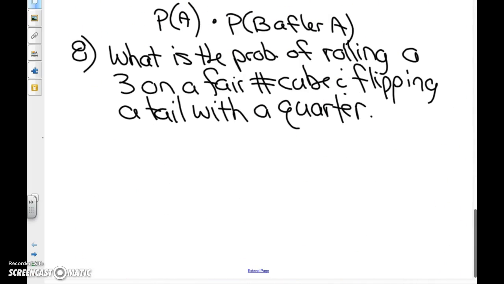So what is the probability of getting a 3 on a fair number cube, Linnea? 1/6. What is the probability, Linnea, of getting a tail on a quarter flip? 1/2. So Linnea, what is the probability of getting a 3 and a tail? 1/12. This makes sense? Yes or no? Yes. Questions, comments, quandaries, quibbles, quotes, queries?